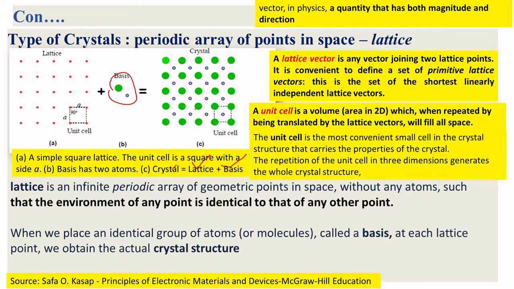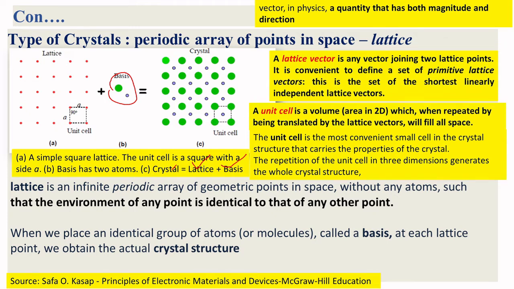So here it is very important to understand the unit cell. What is a unit cell? The unit cell is a volume, or an area in 2D, that is repeated by being translated by the lattice vector. It is connected by the lattice vector with complete periodicity.